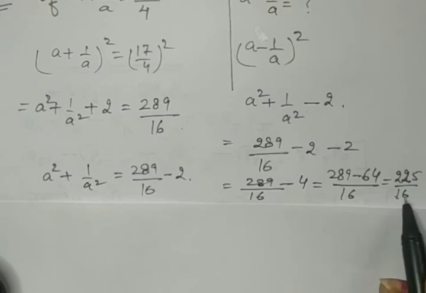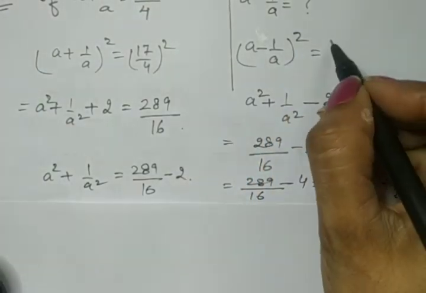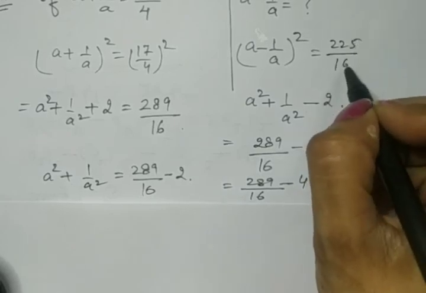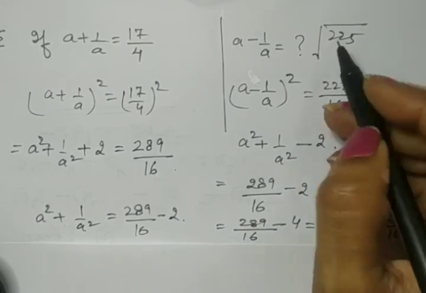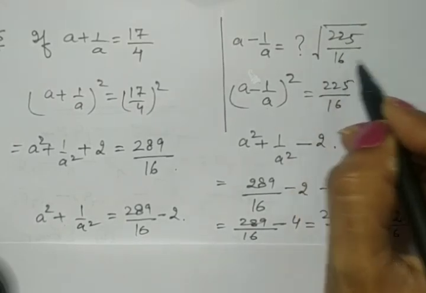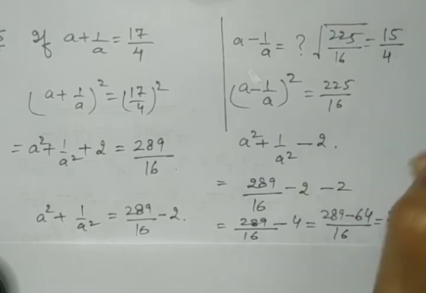Now dear students, we can see this is the square of a minus 1 by a, that is 225 by 16. To find the value of a minus 1 by a, we have to take the square root of 225 divided by 16, and the answer will be 15 by 4.